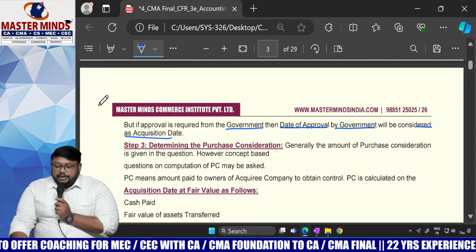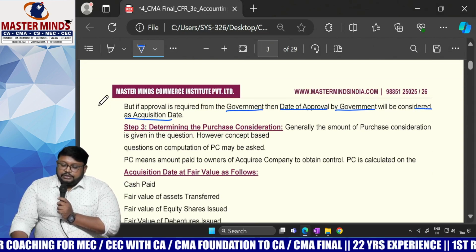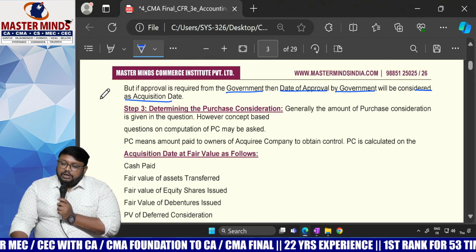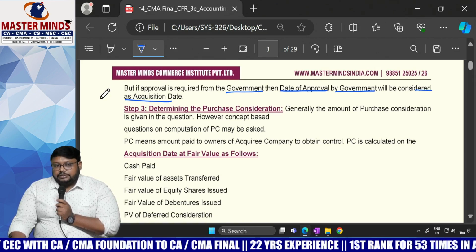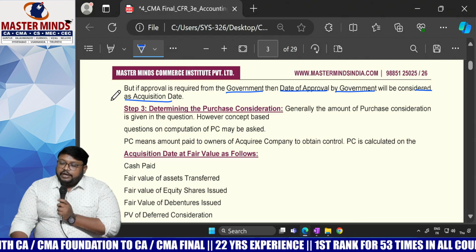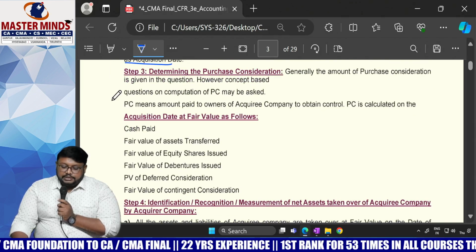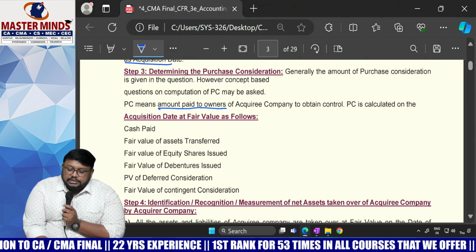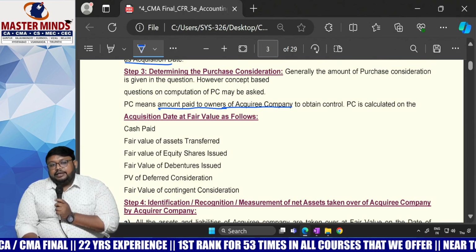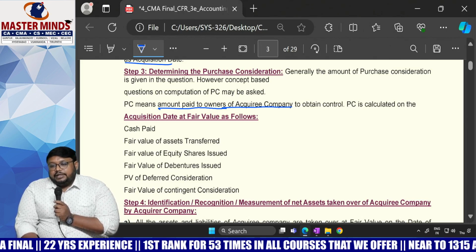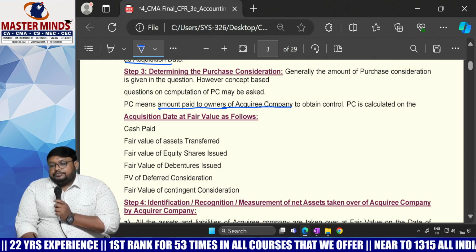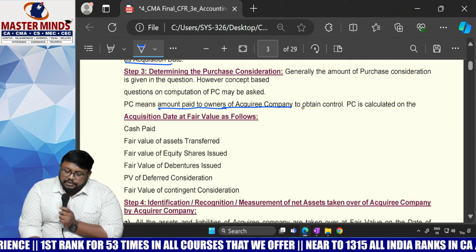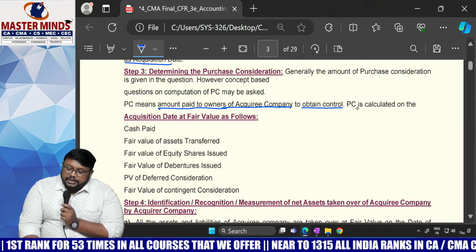And third one, determining the purchase consideration. Generally the amount of purchase consideration is given in the question. However, for concept based questions, like multiple choice questions, to find out the purchase consideration, we will follow these steps. Purchase consideration is the amount paid to the owners of the acquiree company. Who is paying the amount? The acquirer company is paying to whom? To the owners of the acquiree company. For what? For obtaining the control. So PC can be calculated.